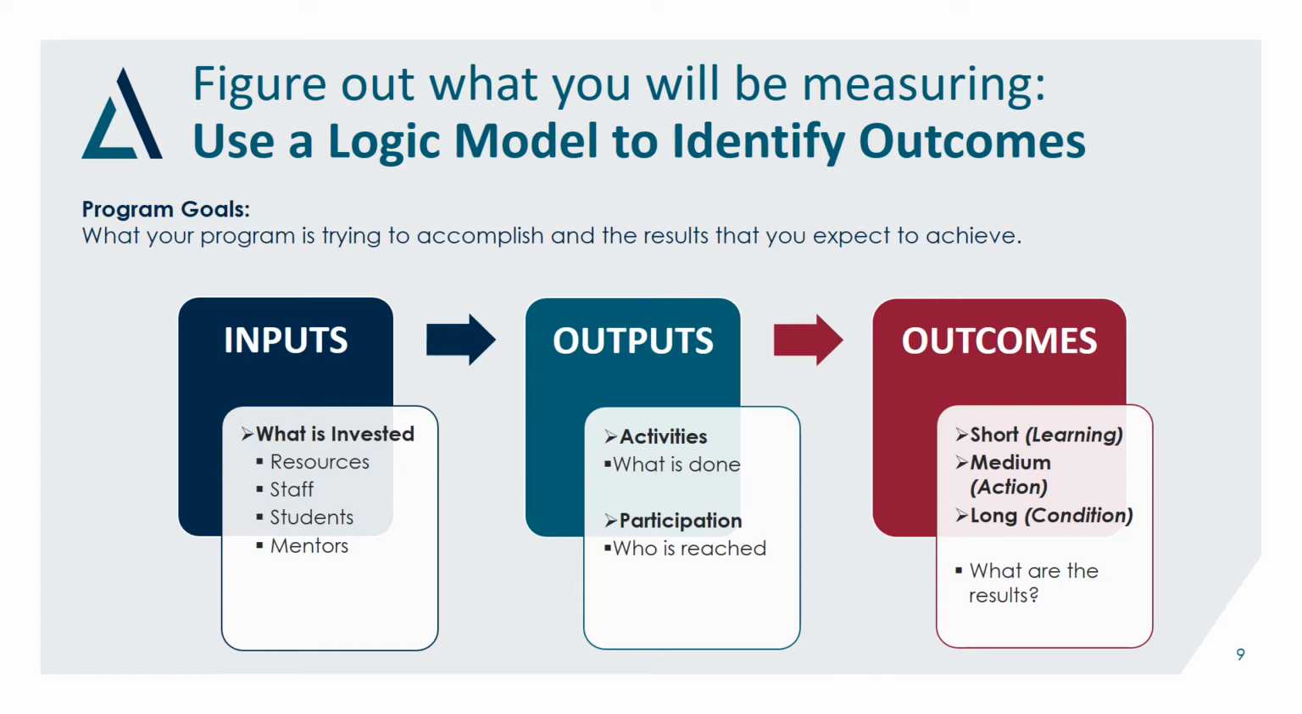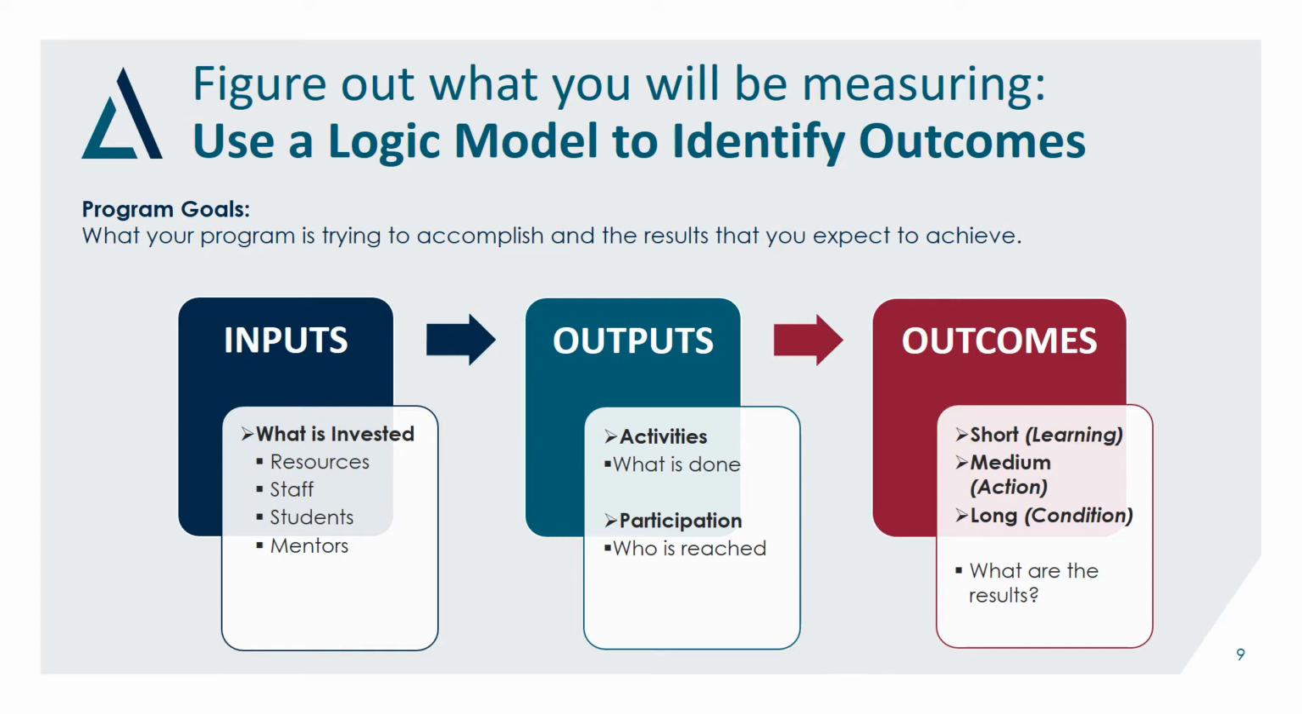One tool you can use as you identify outcomes is a logic model. It's a great way to visually organize the program's inputs, outputs, and anticipated outcomes. This graphic is an example of a logic model which I've used with other groups planning evaluations. The first box lists the program's inputs, or what's invested into it.